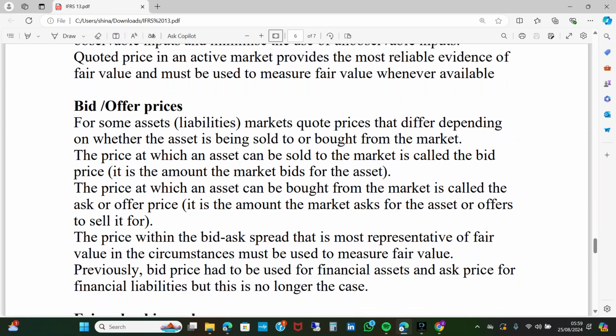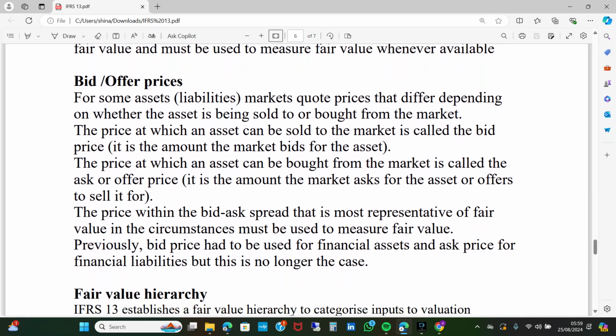The price at which an asset can be sold to the market is called the bid price. The bid price is the price the market is willing to pay to buy the asset from you. That is how much you can sell the asset for. While the ask price is the amount the market is offering to sell the asset to you, or the amount you will pay to buy the asset in the market.